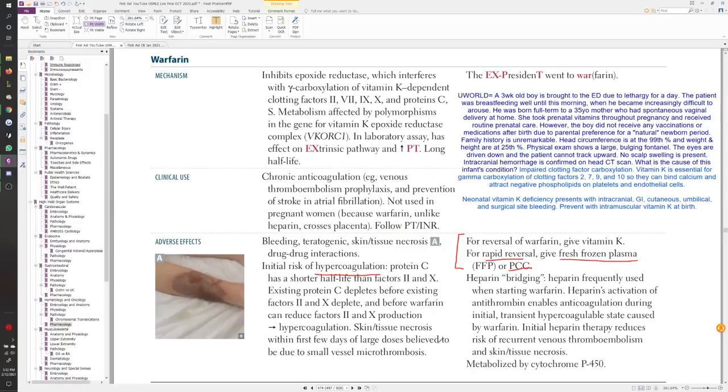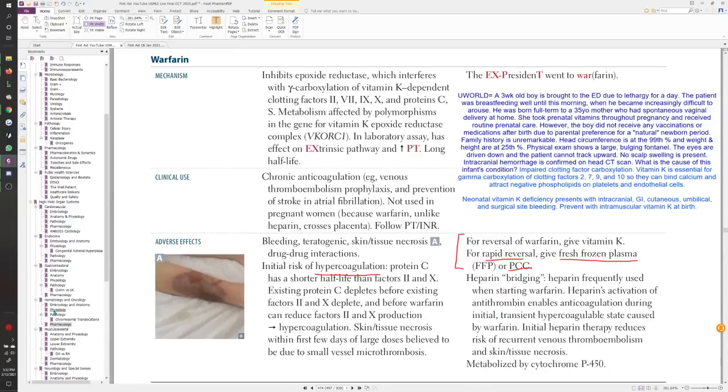And one of the ways to avoid this hypercoagulation is to do a heparin bridge, which means to start heparin and then bridge them over to warfarin. See, heparin is frequently used when starting warfarin. Heparin's activation of antithrombin enables anticoagulation during the initial transient hypercoagulable state caused by warfarin. Initial heparin therapy reduces risk of recurrent venous thromboembolism and reduces the skin and tissue necrosis.